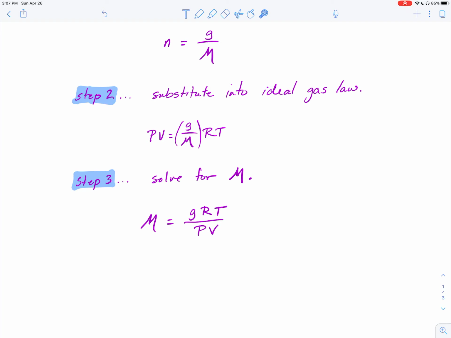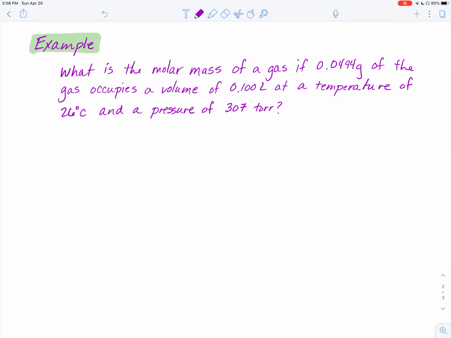And so we'll get an equation that looks something like this, where mass times the universal gas constant times temperature divided by the pressure and volume will give us the molar mass of a gas. So let's use this equation in an example problem.